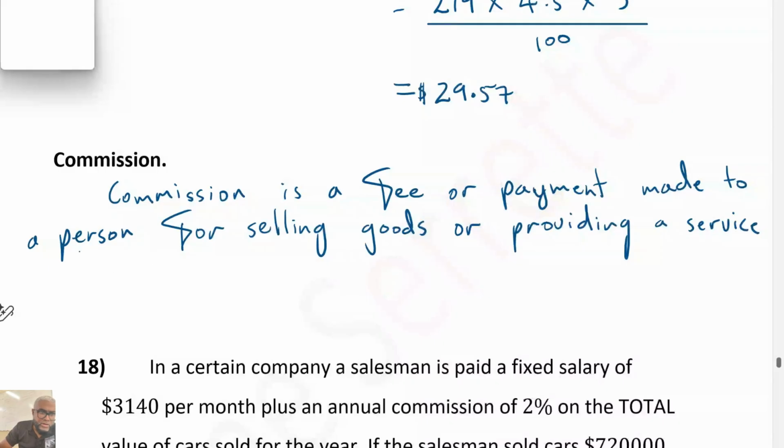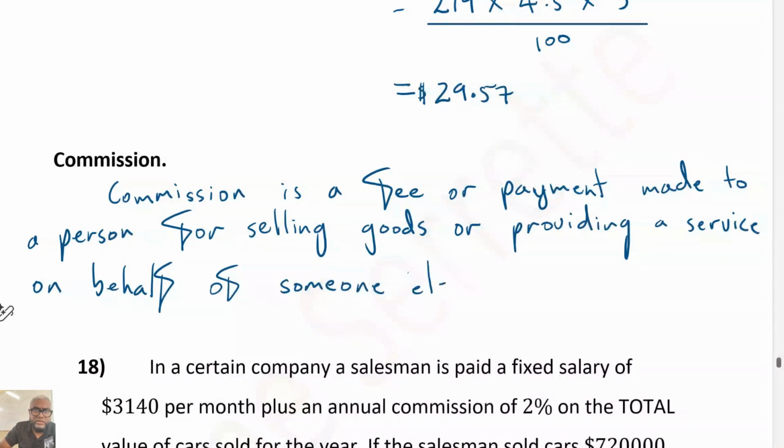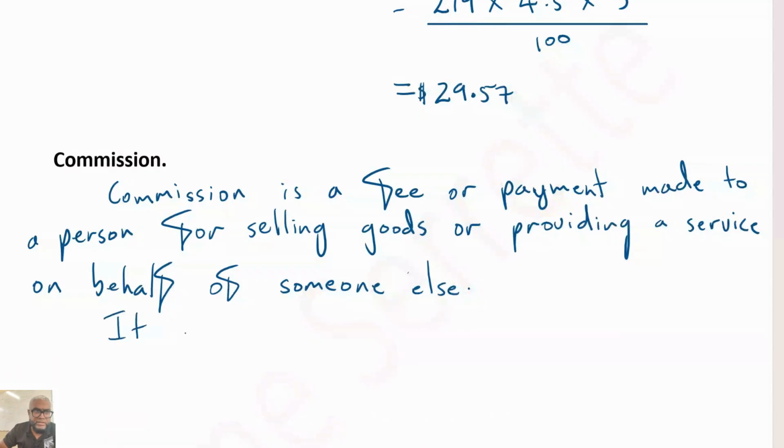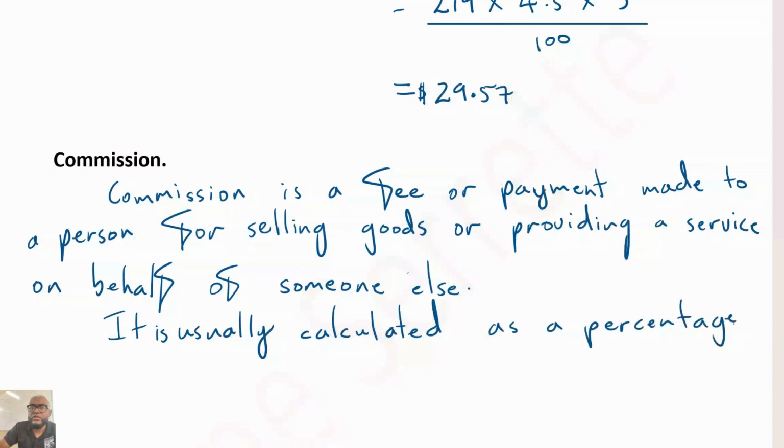Right. On behalf of someone else, it is usually calculated as a percentage of the total sales, right? So you have a little formula here.